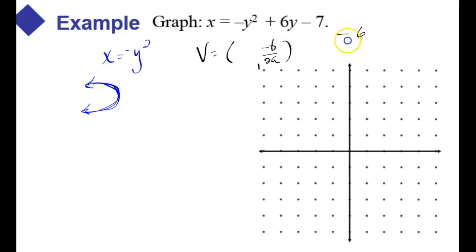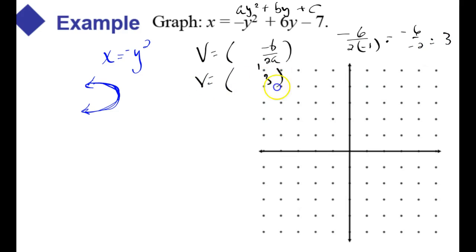So if I were to do negative 6 over 2 times the a value, again, this is your a y squared plus b y plus c, then this turns out to be negative 6 over negative 2, which is a positive 3. So that's telling me that the vertex is something, so I have to go to the function and evaluate it at 3 to find the x-coordinate this time. That might be a little confusing, so you may choose just to complete the square for this.